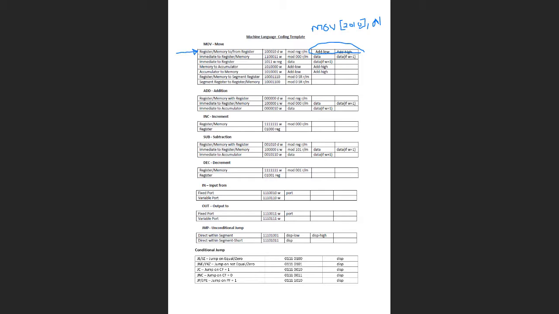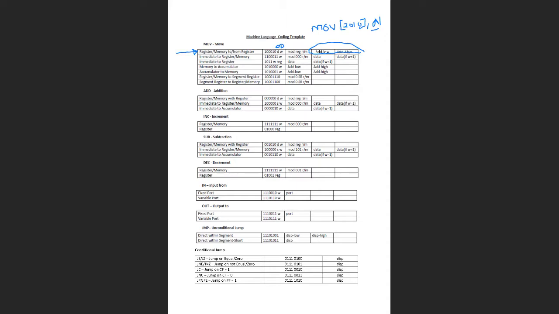1000010, and what will be the D? Is it from register or to register? Because the register is the second operand, right? Here the register is this one. So it is from register, then D is 0, right? And what will be the W? Is it an 8-bit operation or 16-bit operation? 8-bit operation, right? So W is 0 also. So the first byte is done.